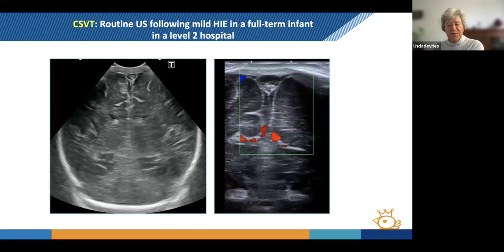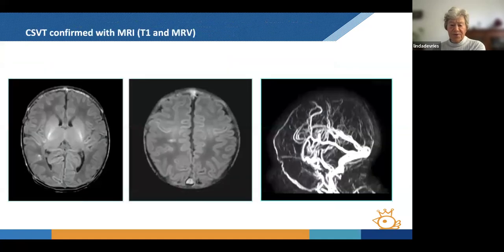What about sinovenous thrombosis? Well, very often this diagnosis is made with ultrasound. This was a baby in a level 2 hospital with mild HIE. It was not transferred for cooling, but they did do an ultrasound, and then they picked up that there was a dilated superior sagittal sinus, and there's some material in there which didn't look right. And then they put the Doppler signal in there, and there was no flow in the superior sagittal sinus. And then the baby was referred to us.